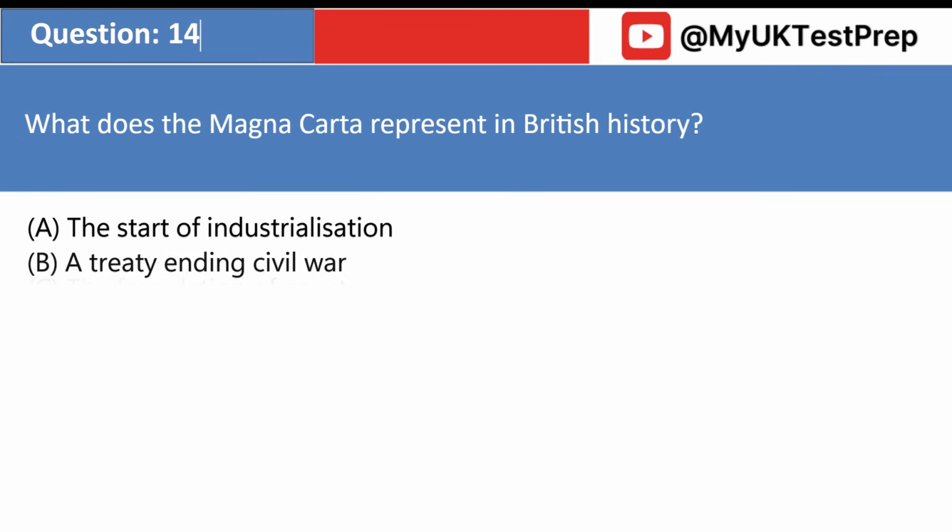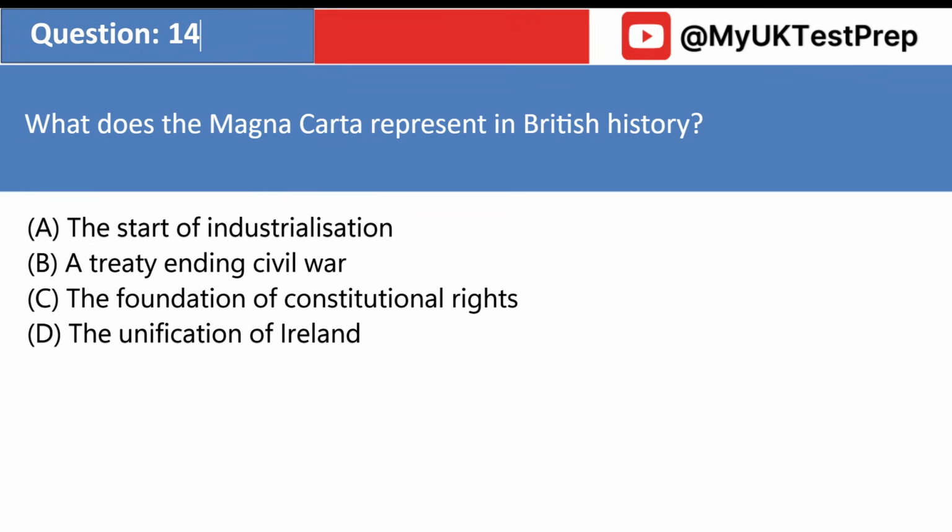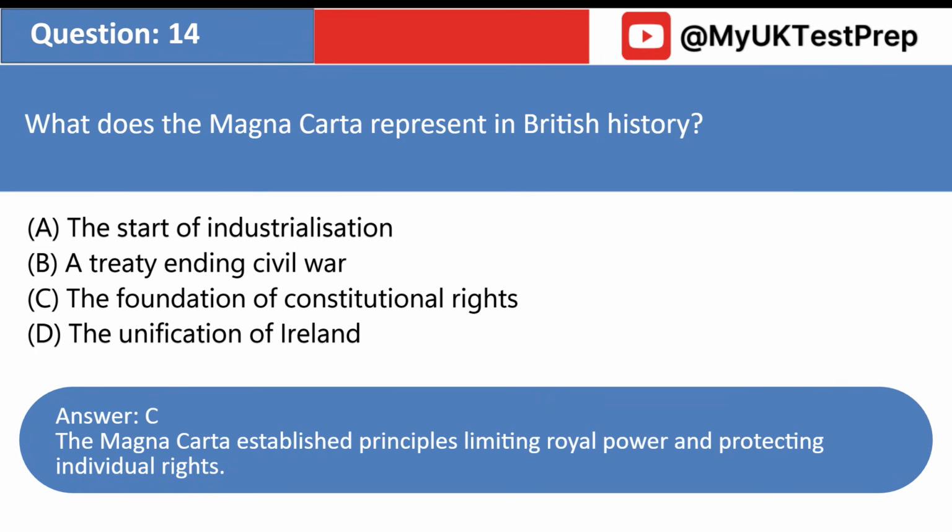What does the Magna Carta represent in British history? A. The start of industrialisation. B. A treaty ending civil war. C. The foundation of constitutional rights. D. The unification of Ireland. Answer: C. The Magna Carta established principles limiting royal power and protecting individual rights.